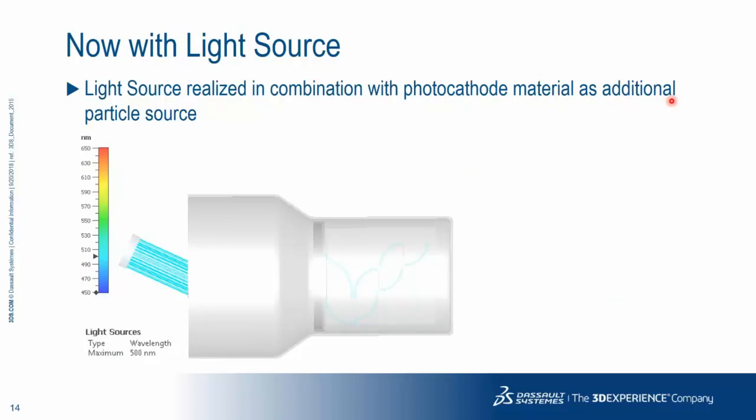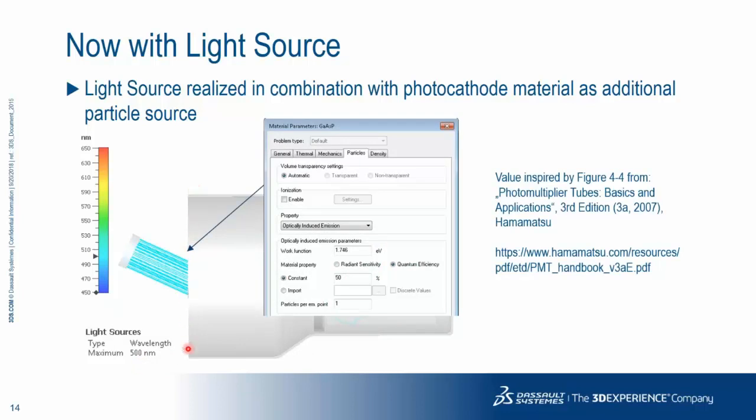If we now include the light source, the picture shouldn't be too much different, although we see some difference. As said, we need a light source where we have a wavelength of 500 nanometers according to our material. The material is defined here with certain work functions, and for the sake of simplicity for this simulation, I've used a constant quantum efficiency. The value is inspired by values given in the Photomultiplier handbook from Hamamatsu, which is very nice and which you can download on the Hamamatsu website.